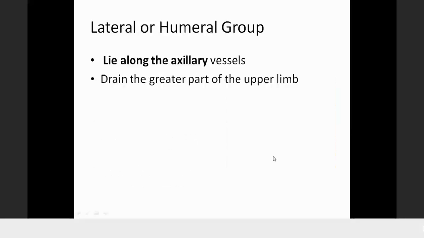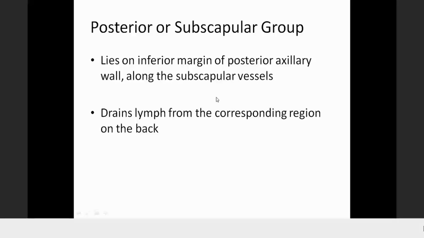Then the lateral or humeral group. They lie along the axillary vessels, and they drain the greater part of the upper limb. The lymph from most of the upper limb enters this lateral or humeral group of lymph nodes. Then the posterior or the subscapular.